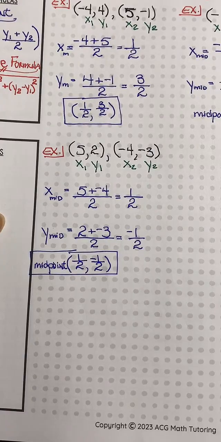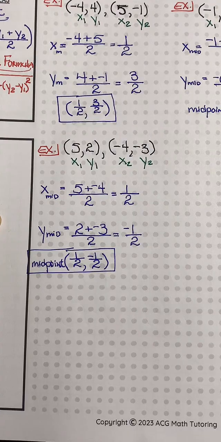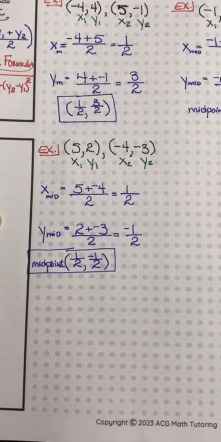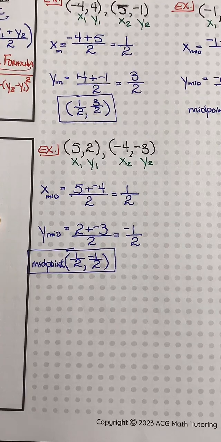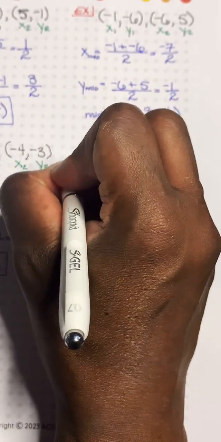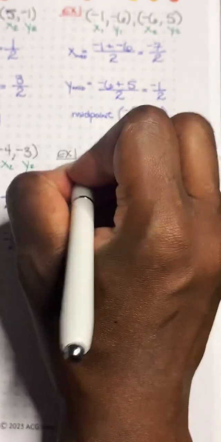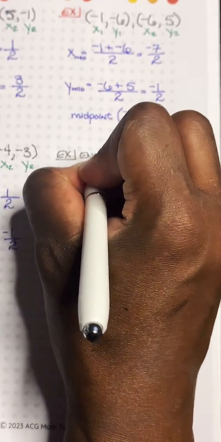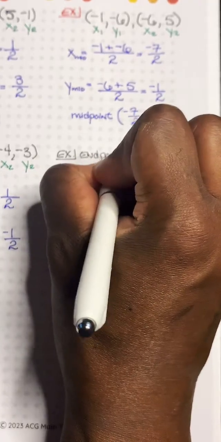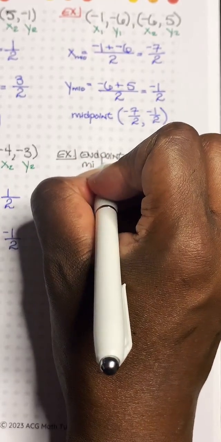But to know that you truly understand it, you got to learn to work in the reverse. And I'm going to tell you, especially those that are taking the ASVAB or the TEAS test or ACCUPLACER, and sometimes GED, depending on the test, will throw something like this at you. So what happens if they give us an endpoint and they give you the midpoint?